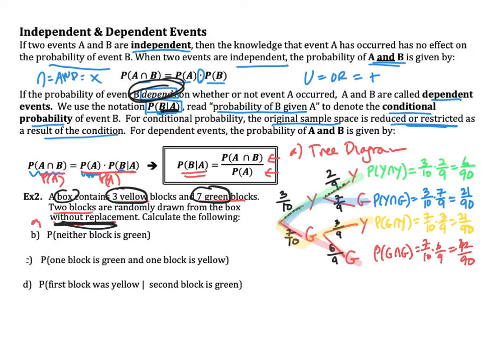Now, you didn't have to do all of this. You could have just went right to answering the questions, but I wanted to make sure that you understood when you go out the branches, you're saying the word and, so you're multiplying going out the branches.